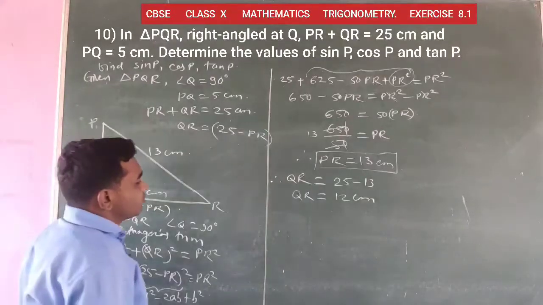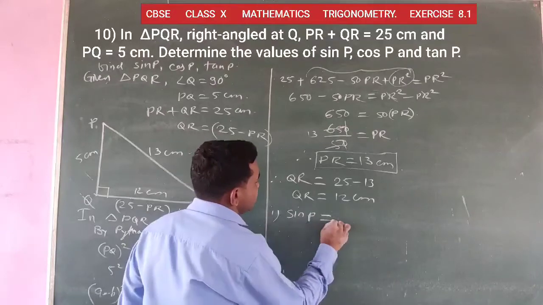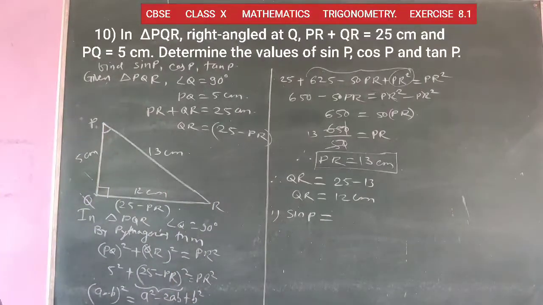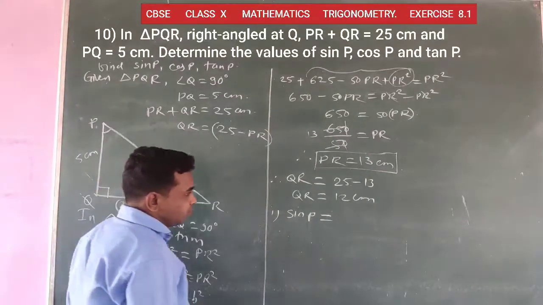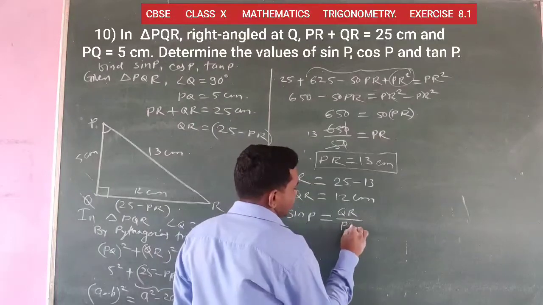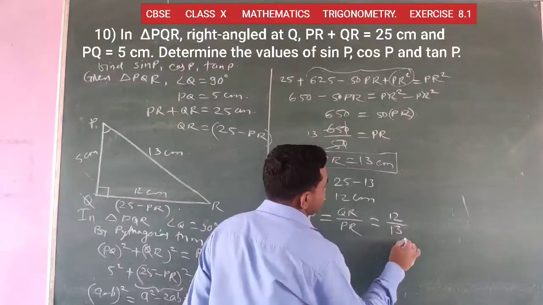So first one is sin P. We consider this angle P. What is the formulation for the sine? Opposite side upon hypotenuse. Which one is the opposite side? QR, upon hypotenuse PR. What is the length of the segment QR? 12, and hypotenuse is 13.